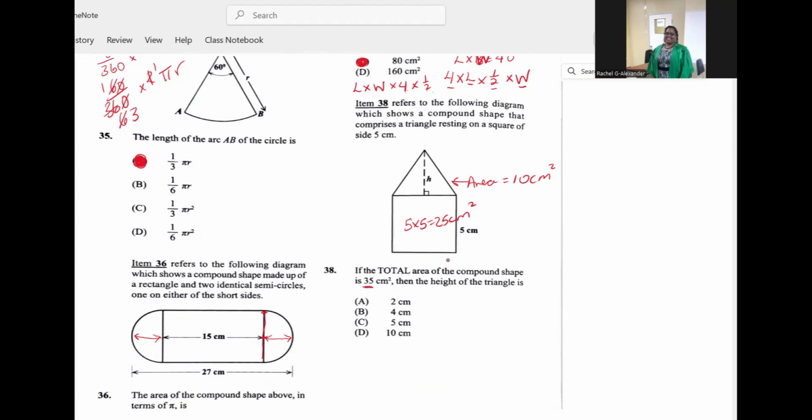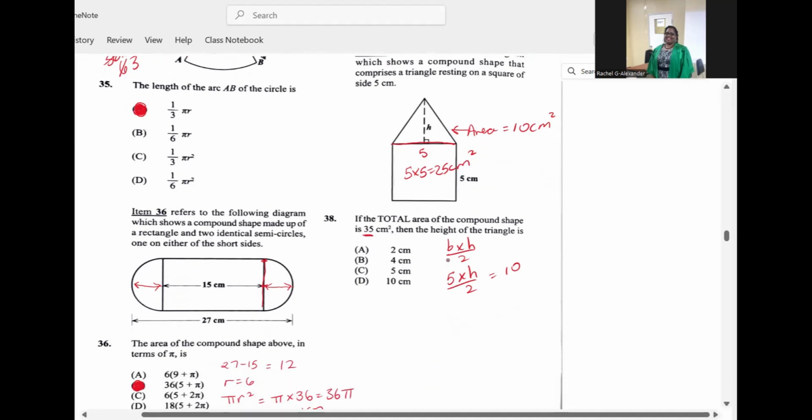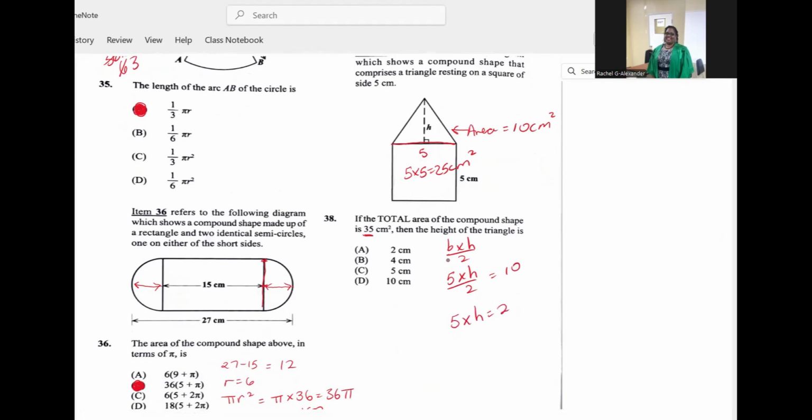And if this is a square with side 5, it means the base of the triangle is also 5. So remember, the area of a triangle is base times height over 2. Since the base is 5, we're trying to find the height so that it's equal to 10. So 5 times the height divided by 2 is 10, which means that 5 times the height is equal to 20. Whatever you're multiplying, you have to get 20 in order to divide by 2 to get 10. And that means that h has to be 4.